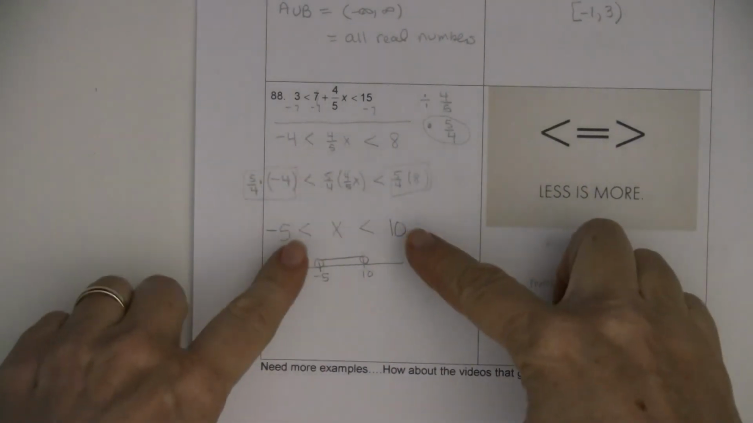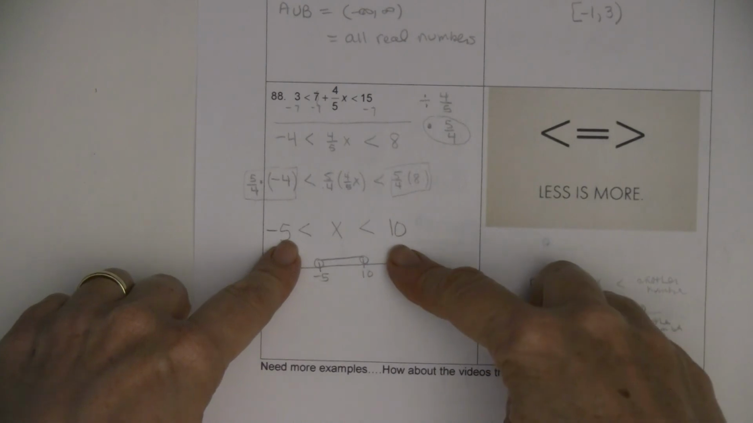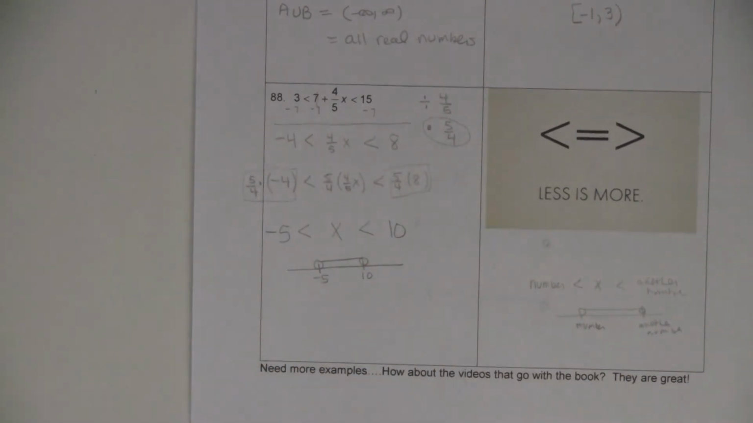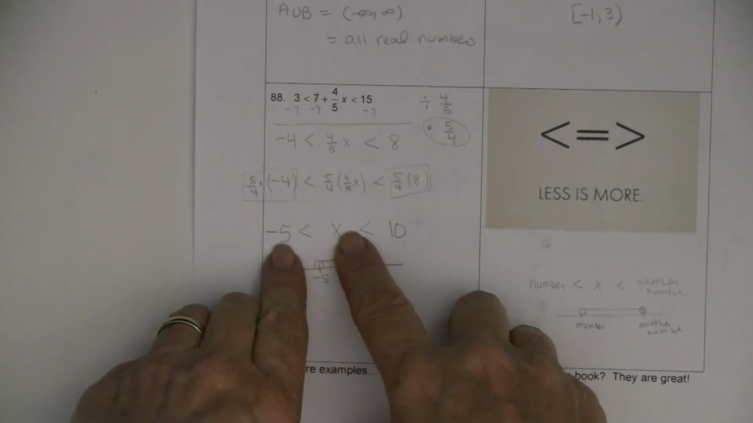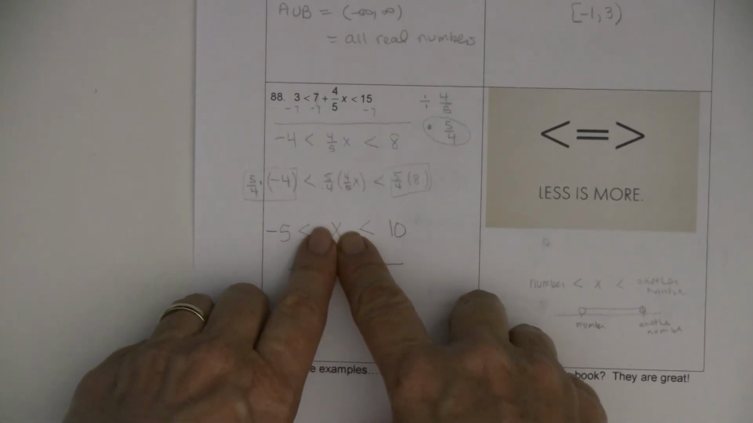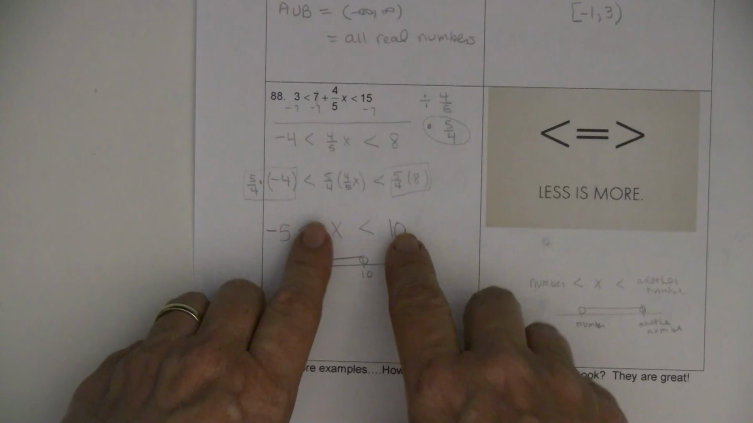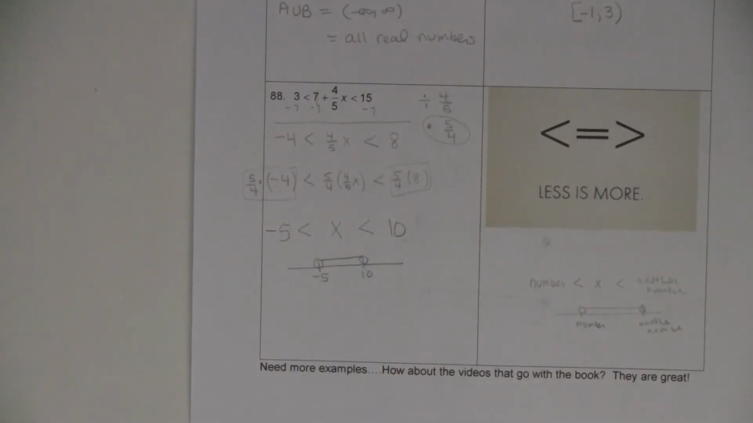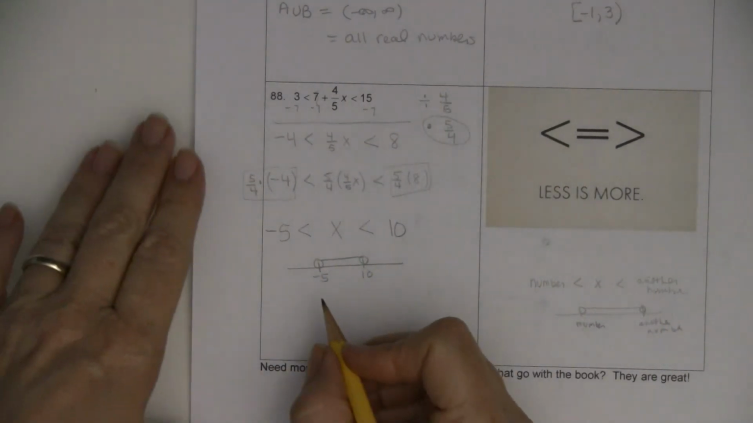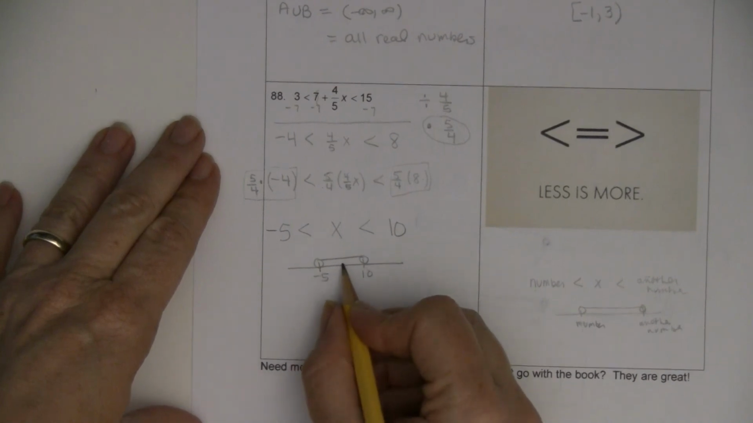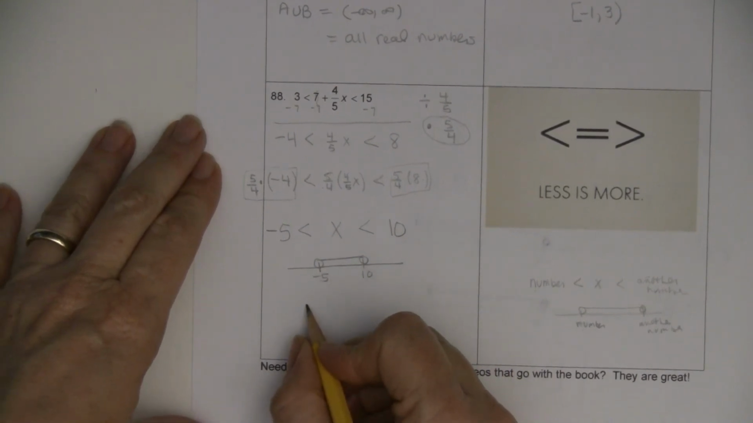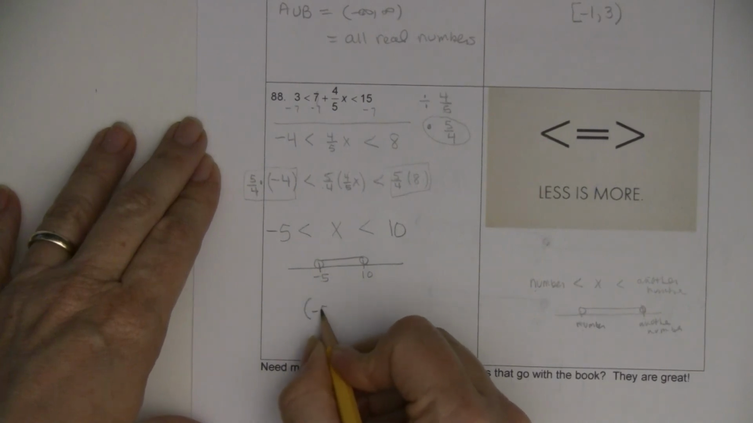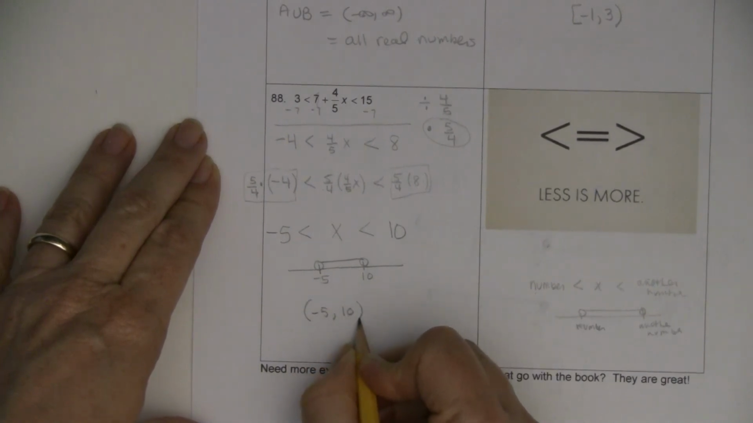And so people just notice it looks in between. It looks like it says in between. And so it's meaning both conditions. X is bigger than -5 and x is smaller than 10. It has to meet both conditions. Okay, so in interval notation, they asked me for the graph, and then they asked me to write it in interval notation. And so in interval notation, this is (-5, 10).